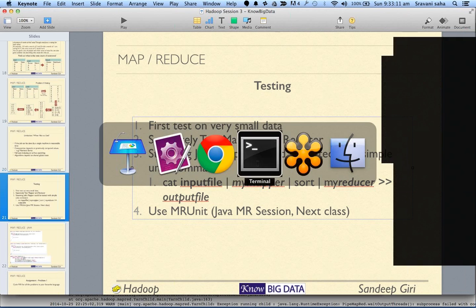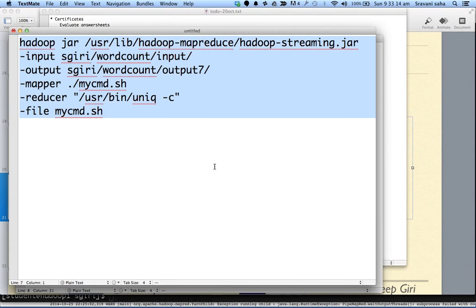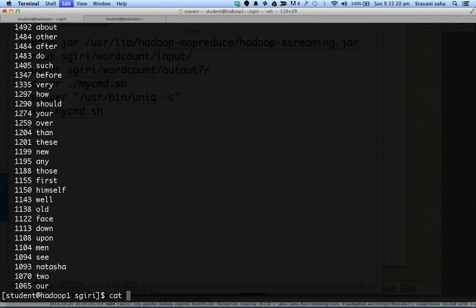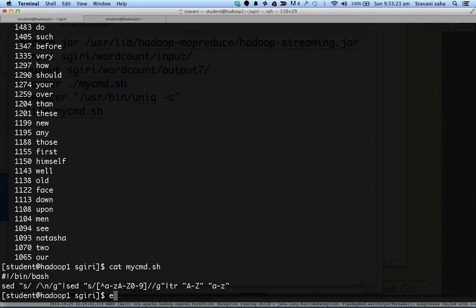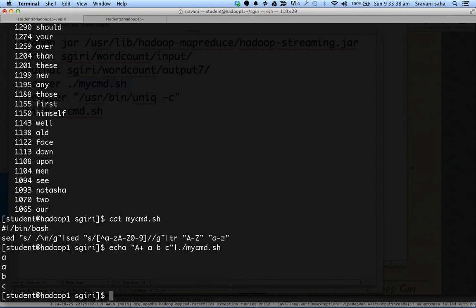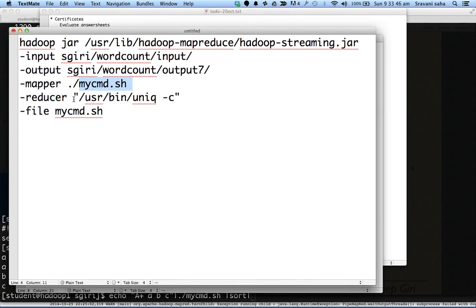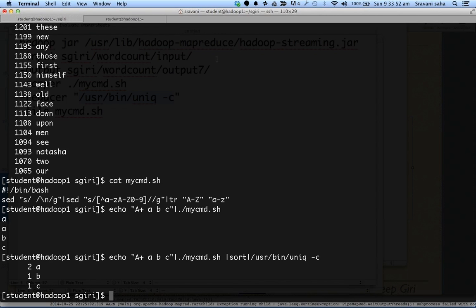When I was trying to solve this problem, I wrote a mapper in this form. Now it is quite easy to test, as I was discussing with you. This is my input. I pass it to my command, and then I sort the output and give it to my reducer. My reducer is this one in this case. Now there you are.